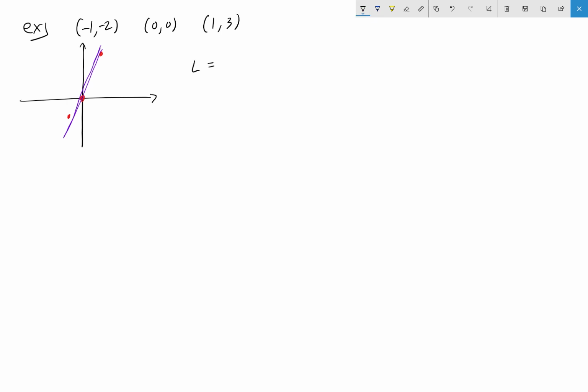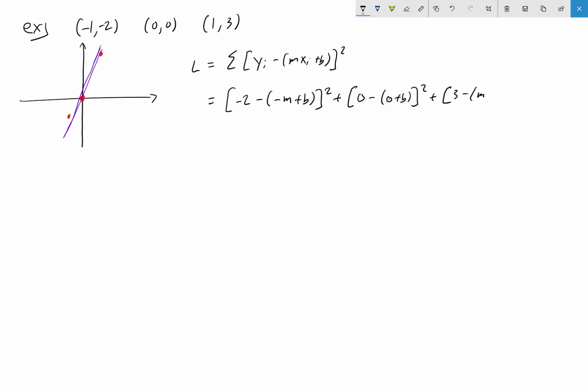So L is going to be equal to, remember, the summation of (yi minus (mxi plus b)) quantity squared. So it's going to be equal to, we're just going to go point by point. The first y that we have in here is going to be a -2. We're going to subtract -1 times m, so -m plus b, square that. Next term is my favorite because it's got lots of zeros in it. 0 minus (0 plus b) squared. And then the last term is going to be (3 minus (m plus b)) squared.